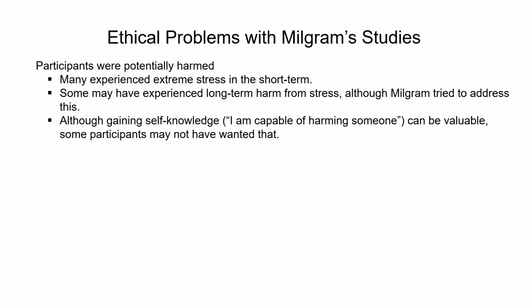And this is a big thing, this right here. Even though participants found out the information, I'm capable of harming someone, that can actually be detrimental to know that you have the ability to harm someone. Many people want to believe, and are better off believing, that they couldn't cause harm to someone. To have that illusion shattered can be detrimental. So because it's detrimental, that can be harmful, and that's unethical.